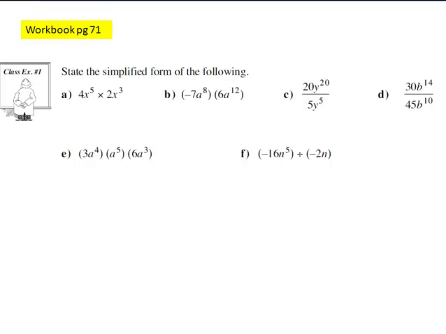In this example, they want us to simplify our equations, so basically combine our like terms and use exponent laws whenever possible. In part A, 4x to the fifth times 2x cubed, I'm going to take the like terms, or the digits, and start with that. 4 times 2 is 8. Now, as far as the powers go, I've got the same variable, so I've got x to the fifth times x cubed. Well, the power law says that I can write the base once and just add the exponents, so 5 plus 3, making my final answer 8x to the 8th.